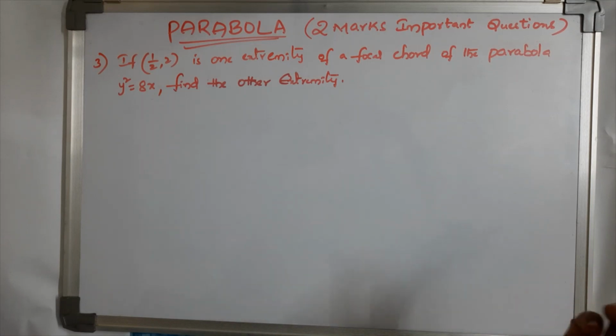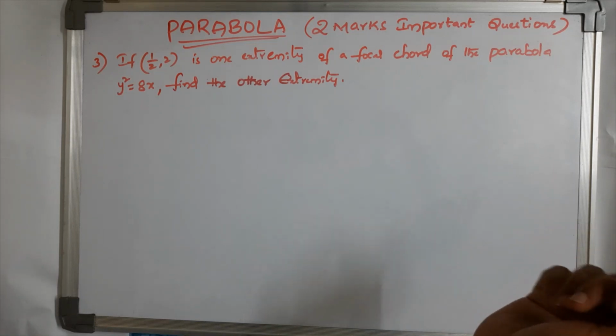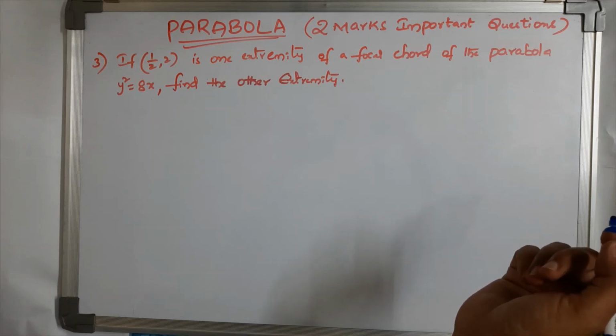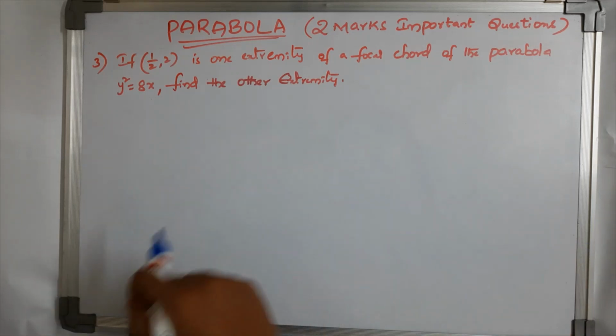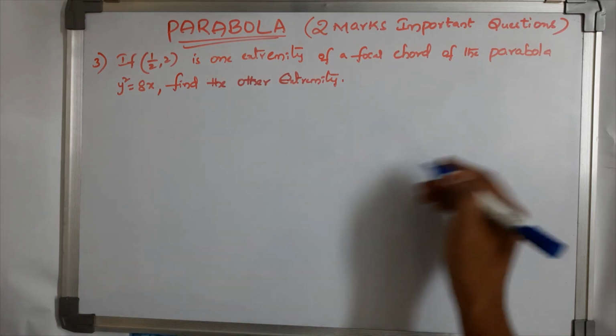Now the third one is given as, if 1 by 2 comma 2 is one extremity of a focal chord of the parabola y square is equals to 8x, then find the other extremity. You know what is a focal chord? A focal chord is the chord which goes through the focus, then it is called as a focal chord.